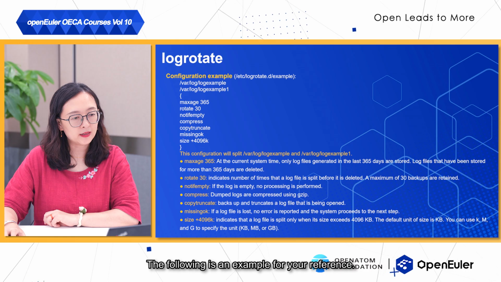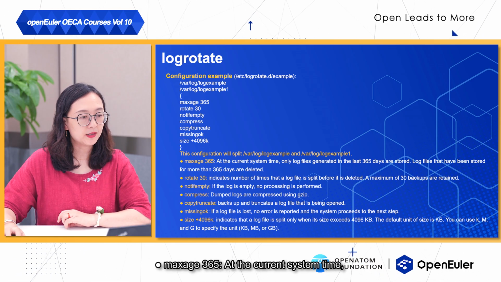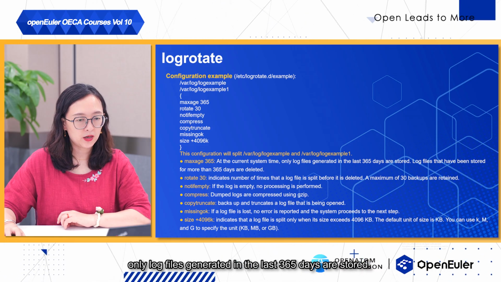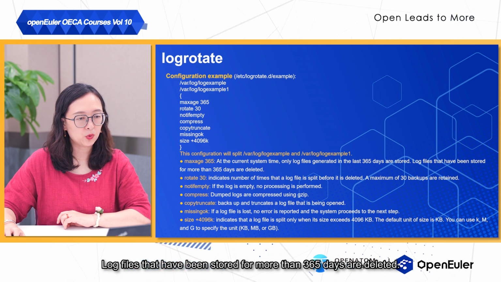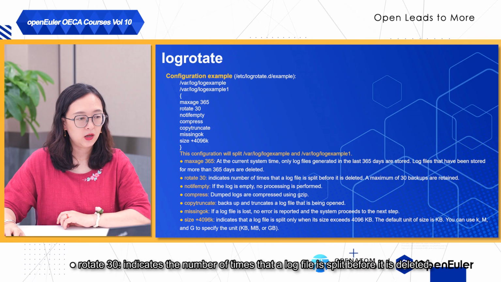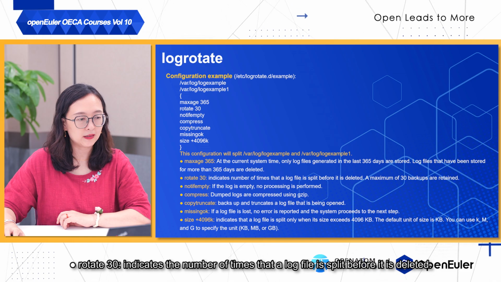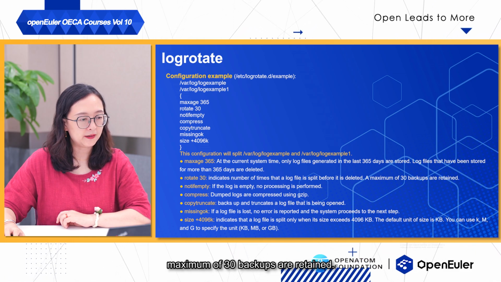The following is an example for your reference. Maxage 365. At the current system time, only log files generated in the last 365 days are stored. Log files that have been stored for more than 365 days are deleted. Rotate 30 indicates the number of times that a log file is split before it is deleted. A maximum of 30 backups are retained.